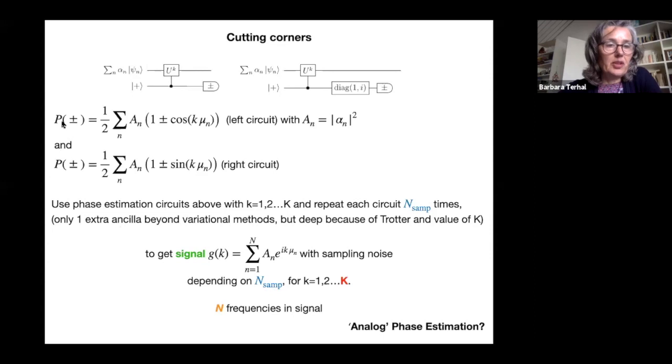Now, of course, if we have this probability and that probability, or if we have estimates of that, because we repeat the experiment some n sample times, this n sample is a number that's also relevant, then we can construct this kind of thing, right? The sine and the cosine, I can construct this. And this one I call the signal. The idea now is to say, well, okay, I get this signal for k going from 1 to some capital K, and I'll get it with some sampling noise. And there will be n frequencies in this signal. So that's the task that I have to do classically, right? So that's what I'm going to talk about now.